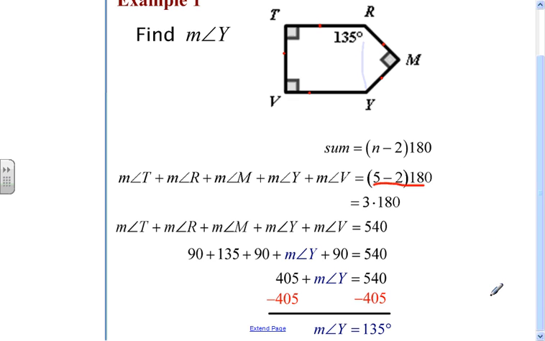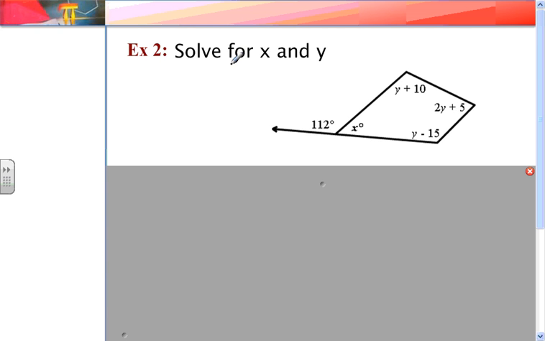Okay, great. So now let's look at another problem. This was numerical, right? We had numerical values for all of the angles, but let's look at an example that involves a little bit more algebra. Here, let's solve for x and y. So we can see x is right here, y is here, here, and here.